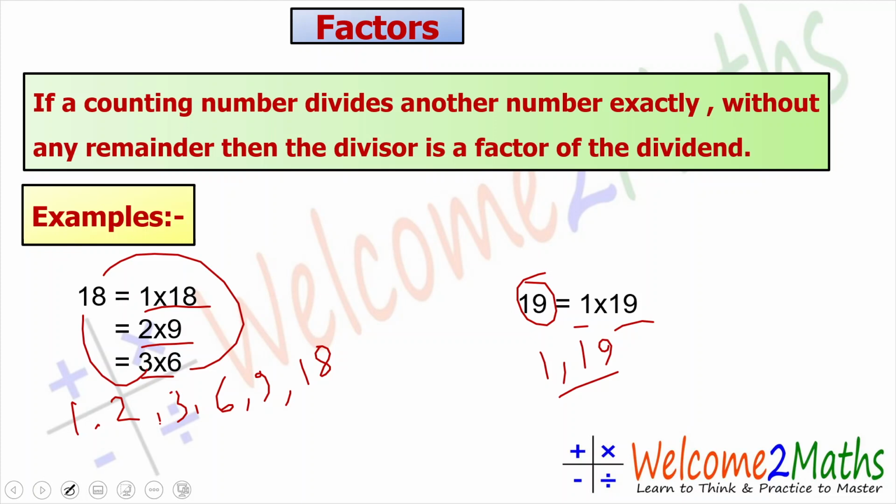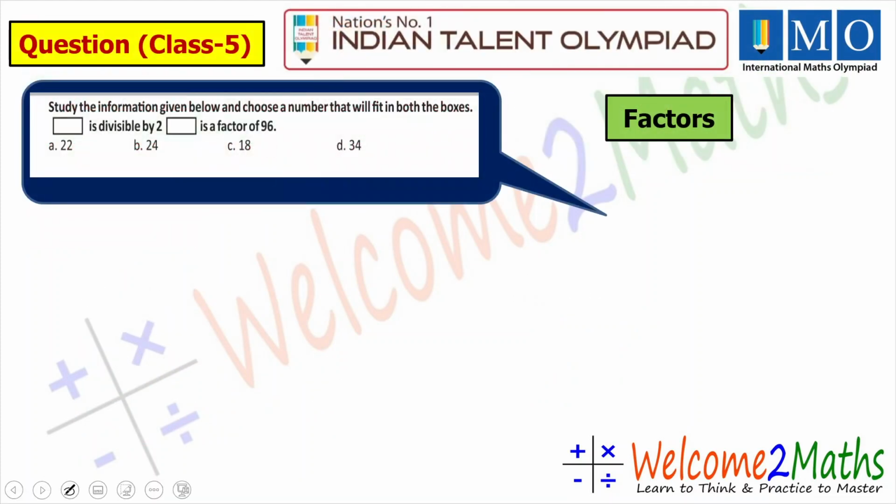So that means every number has at least two factors, that is 1 and the number itself. You can see it's 19 and 1. And all the factors of a number are either less than or equal to the number. Here you can see that all the numbers are lesser than 18, and 18 itself is a factor of 18, that means equal to 18. So got it? Now let's solve some questions and learn some more concepts of factors.